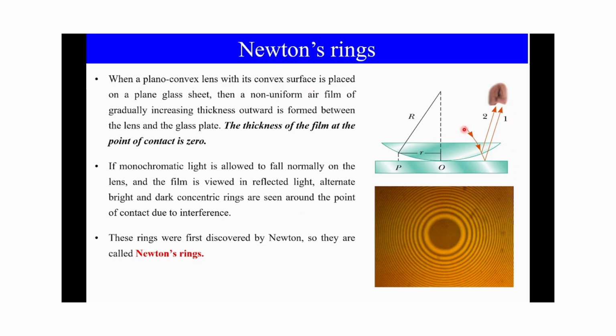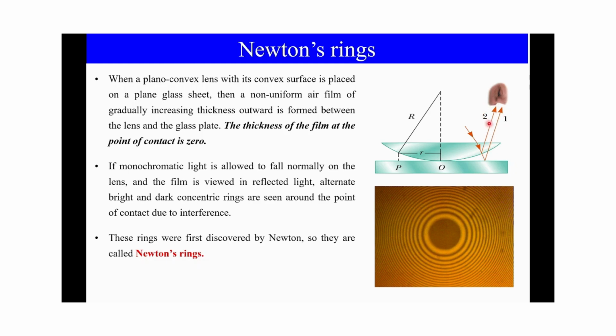Now this is a light ray coming from the air medium incident on the lens. This light ray is refracted into the lens and again refracted into the air film. Now this light ray splits into two parts. Some part of the light ray gets reflected from the upper surface of the air film in the path of ray 2, and the other portion of the light ray is refracted into the air film and again reflected back from the lower surface of the gap and comes out in the form of ray 1.